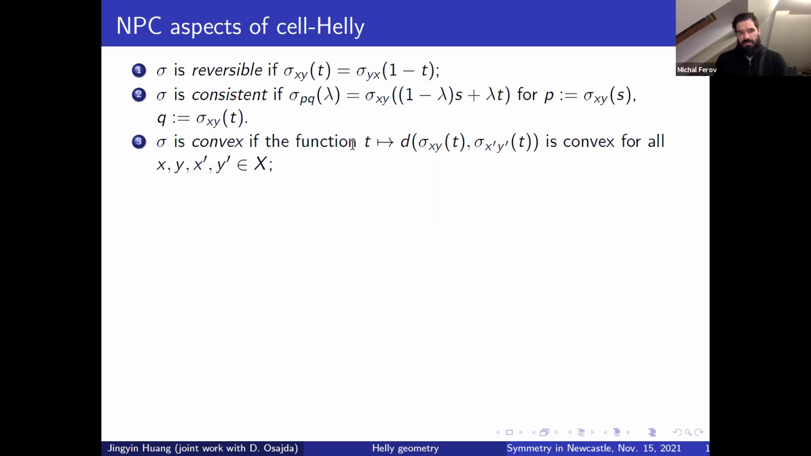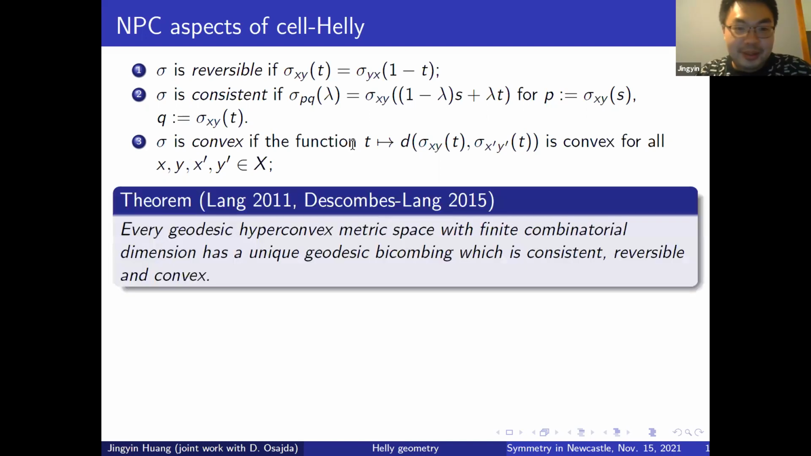Now I want to mention the following theorem by Lang and one of his students. It shows that if a geodesic hyperconvex metric space satisfies a technical condition which they call finite combinatorial dimension, then it has a unique geodesic bicombing which is consistent, reversible, and convex.